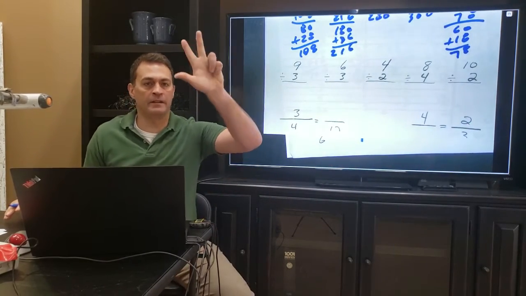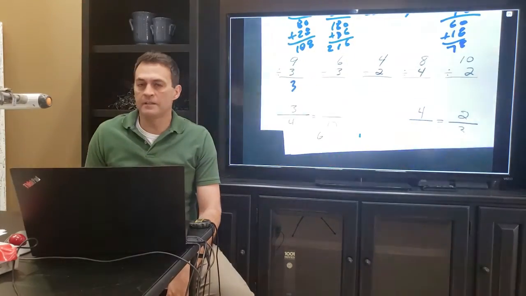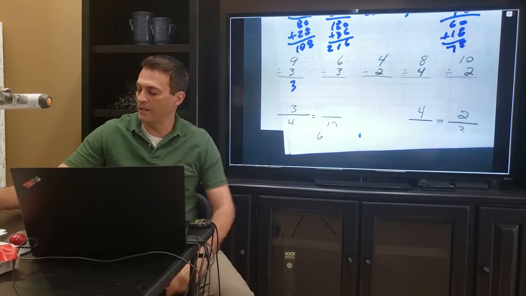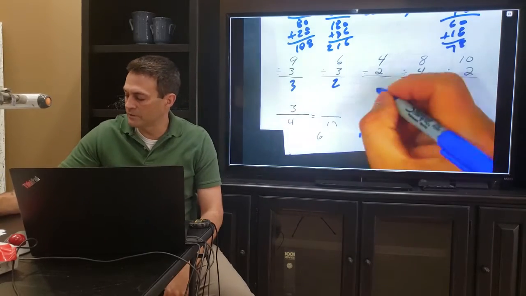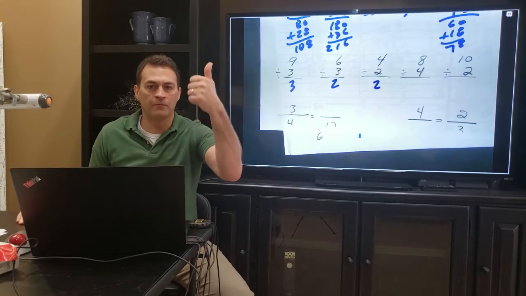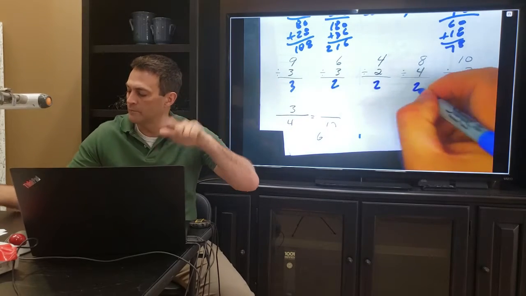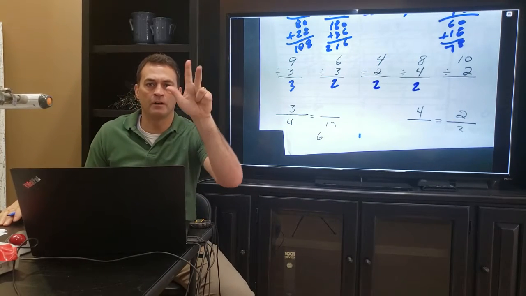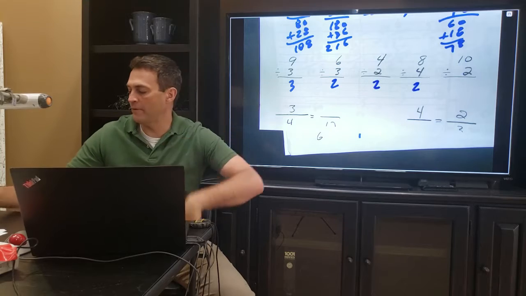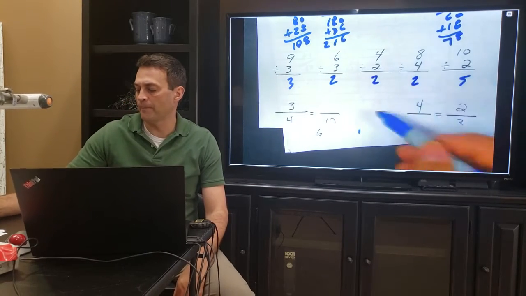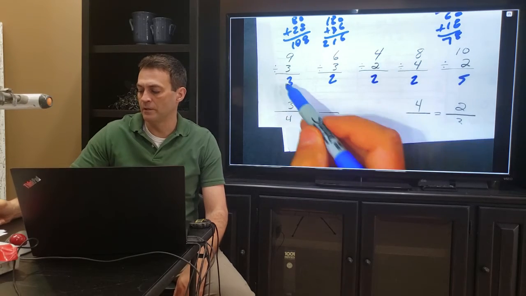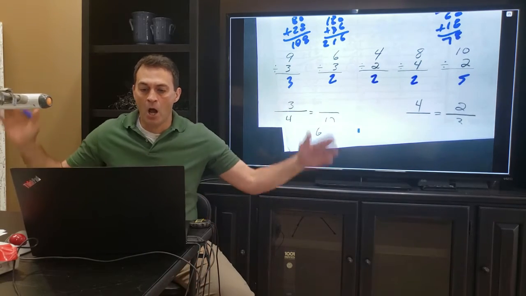9 divided by 3. 3, 6, 9, did that 3 times. 6 divided by 3, 3, 6, 2 times. 4 divided by 2, 2, 4, 2 times. 8 divided by 4, 4 plus 4 is 8, 2 times. 10 divided by 2, 2, 4, 6, 8, 10, 5 times. Double check your work. 5 times 2 is 10, 2 times 4 is 8, 2 times 2 is 4, 2 times 3 is 6, 3 times 3 is 9.